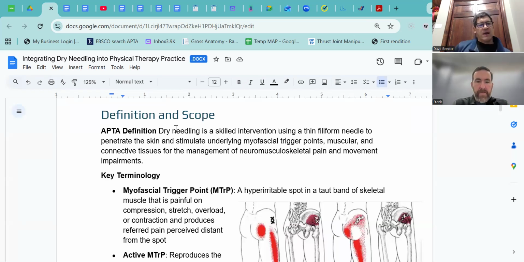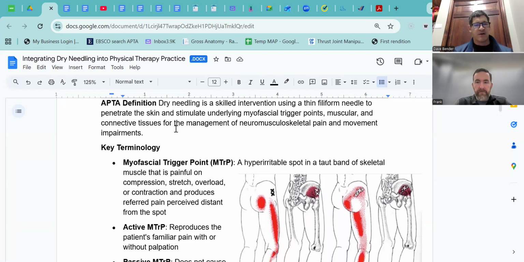Definition and scope. Again, APTA's definition of dry needling is a skilled intervention using a thin filiform needle to penetrate the skin and stimulate underlying myofascial trigger points, muscular and connective tissue for the management of neuromusculoskeletal pain and movement impairments. It's a pretty nice definition, a little wordy, but it covers the basics there of myofascial trigger points and muscle. But again, I like the management of neuromuscular pain, the neuro portion of it being a big component of it.